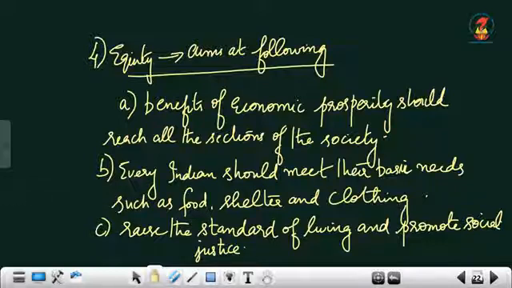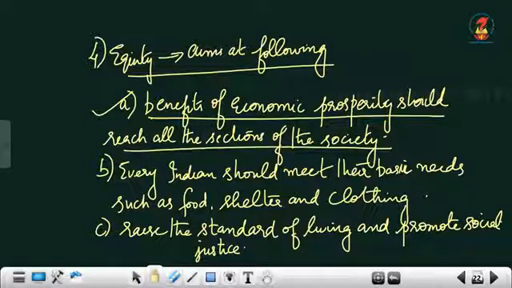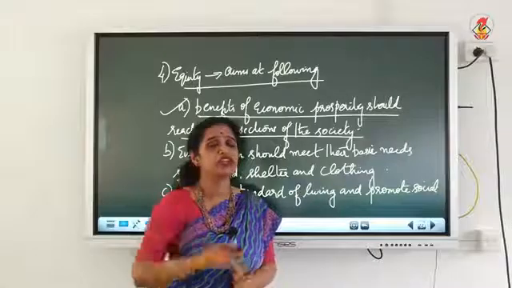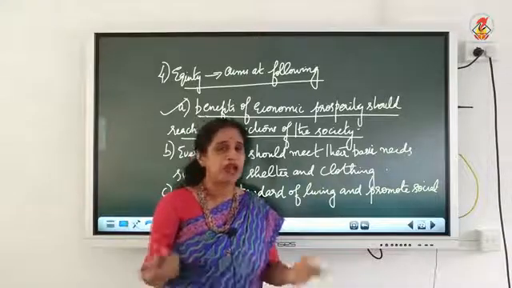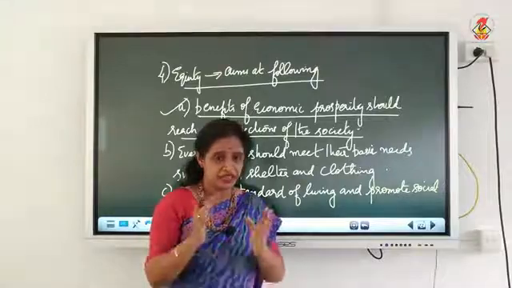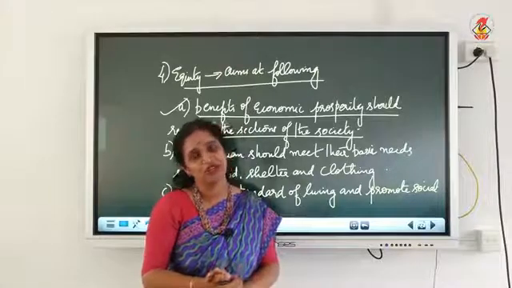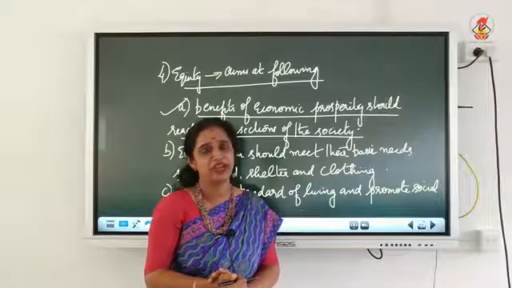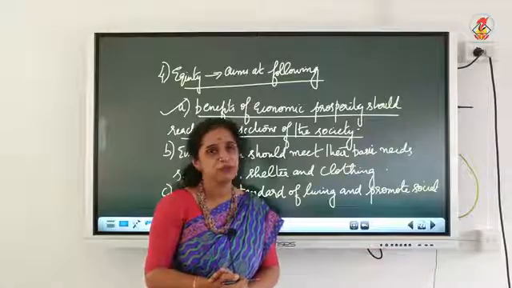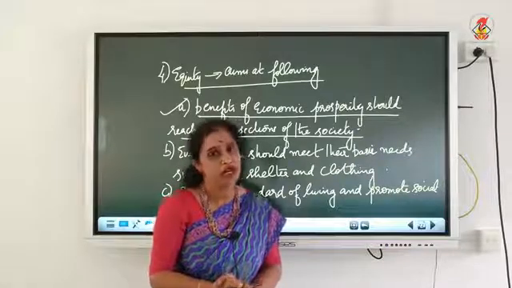Now let us see what are the implications of equity. Point number 1, it aims that benefits of economic prosperity should reach all the sections of society. All the sections of society should get the benefit of our economic prosperity. No poorer sections should be avoided. No backward communities should be avoided. Everybody should enjoy the prosperity of our country. So equity was one of the most important goals of our 5-year plan, which was initiated by the government under the leadership of Jawaharlal Nehru.